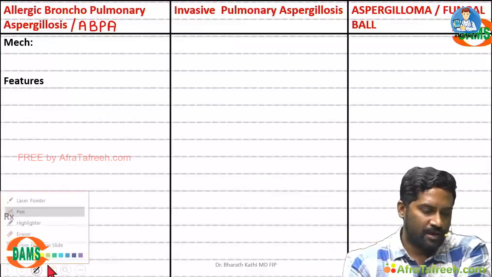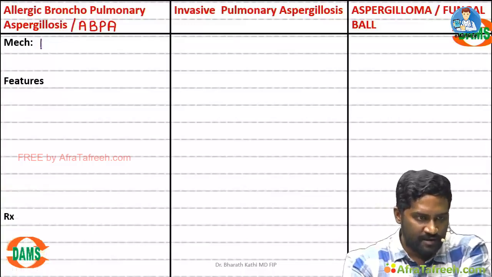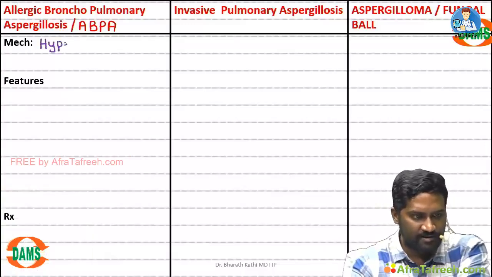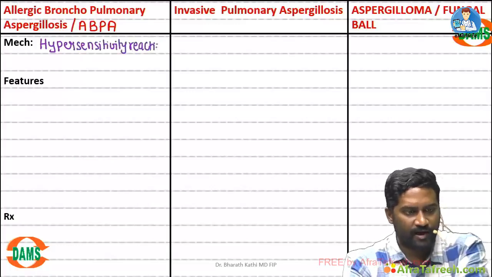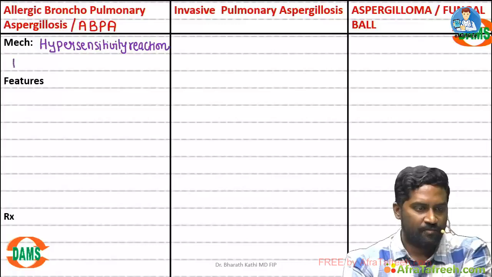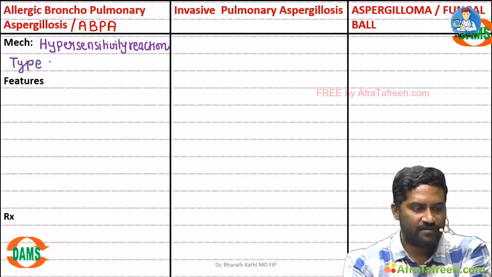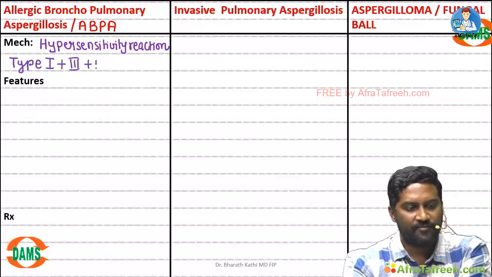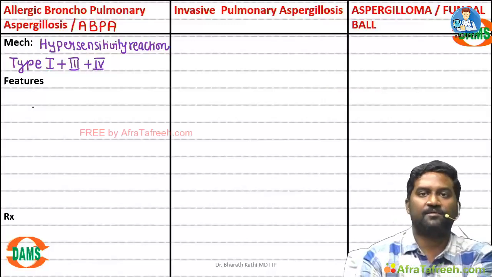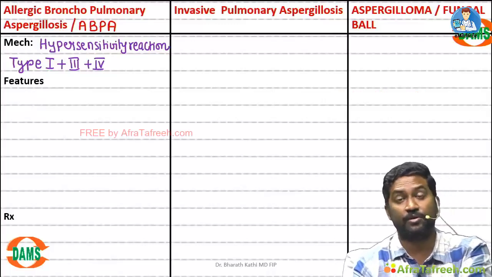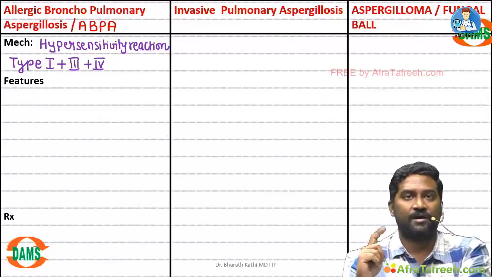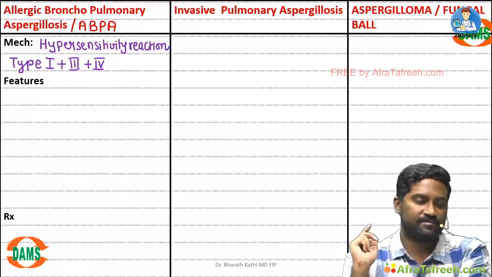Coming to ABPA, ABPA is a hypersensitivity reaction by the body to the Aspergillus fungus. And what is the type of hypersensitivity? It is a complex of type 1, type 3 and type 4 hypersensitivity. No type 2, students. It is a combination of type 1, type 3 and type 4 hypersensitivity.